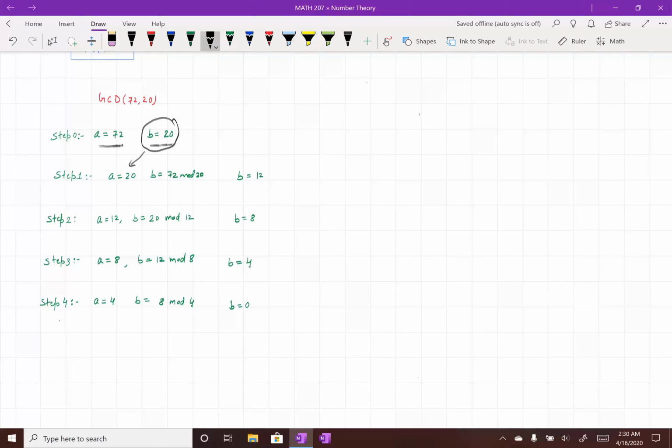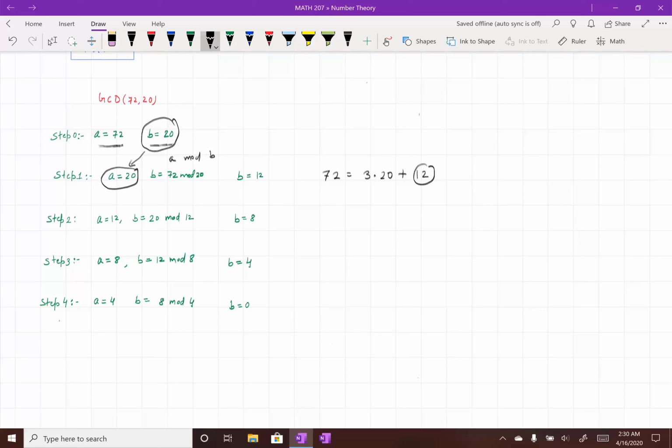In my next step, the new value of A comes from the value of B from the previous step, so A becomes 20 here, and the new value of B is obtained based on the algorithm as A mod B, which was the remainder in the previous step. You have A, B which is 72 mod 20, and 72 can be written as 3 times 20 plus 12.